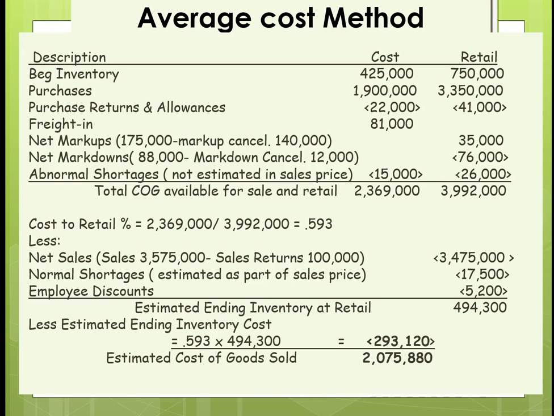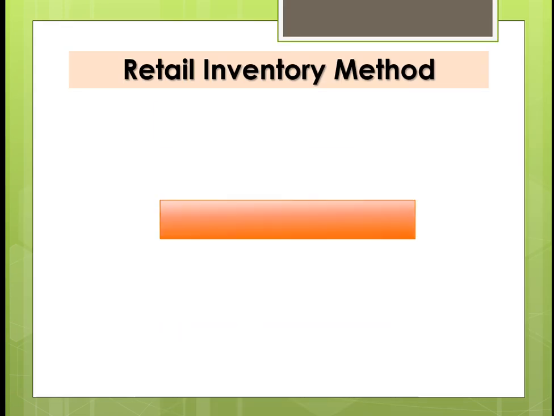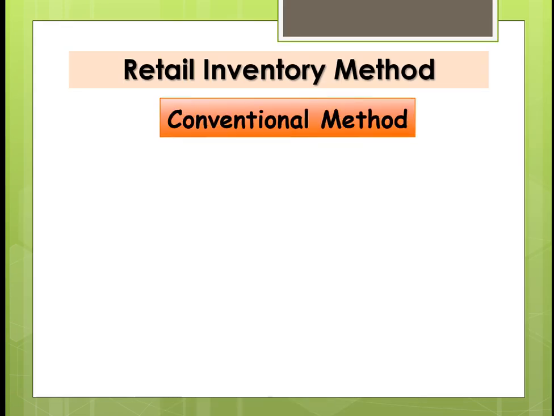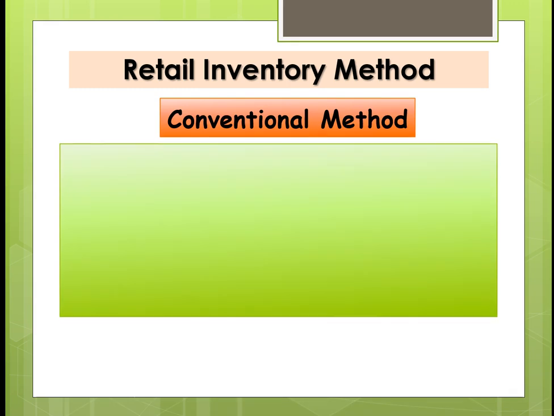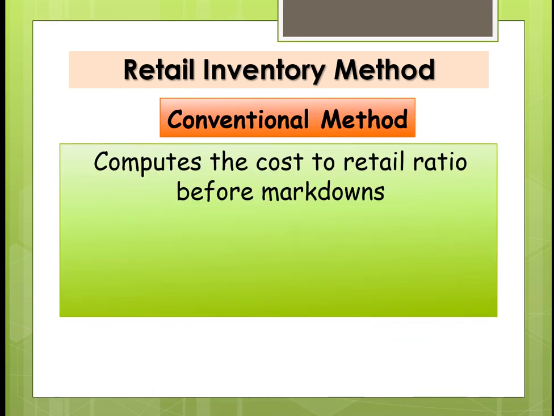Now we'll look at the retail inventory method. For this one, we're going to look at the conventional method. And in this case, we compute the cost to retail ratio before markdowns. So that's the key with that one. It's before markdowns. So here's our formula. Again, you should print this one out.